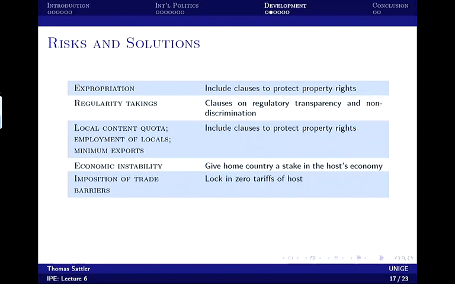And another problem, which is more directly related to trade: why would a big firm want to build a plant there? Well, they want to produce cars in Brazil and sell them all over the world. That means that to produce those cars, they might have to import some inputs into Brazil. And the risk is that Brazil imposes trade barriers, right? So you're locking in a zero tariff in the host country, in Brazil.